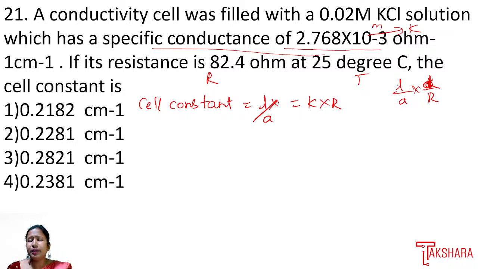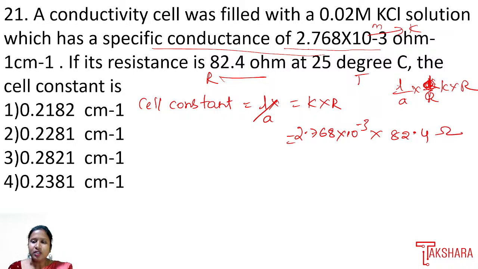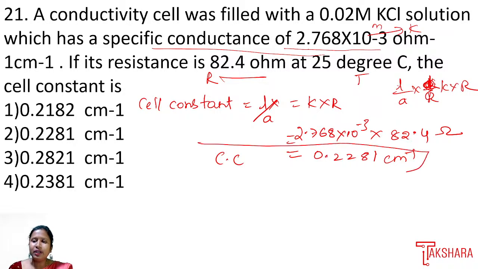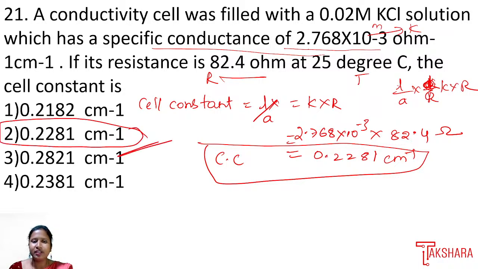So if we multiply with the K, we will be getting L by A into K into R. Not K by R, K into R formula. So K is given as 2.768 into 10 power minus 3, into R, which is given as 82.4 ohm. If we multiply this, we get 0.2281. So the cell constant is equal to 0.2281 per centimeter. 0.2281 per centimeter is the answer.